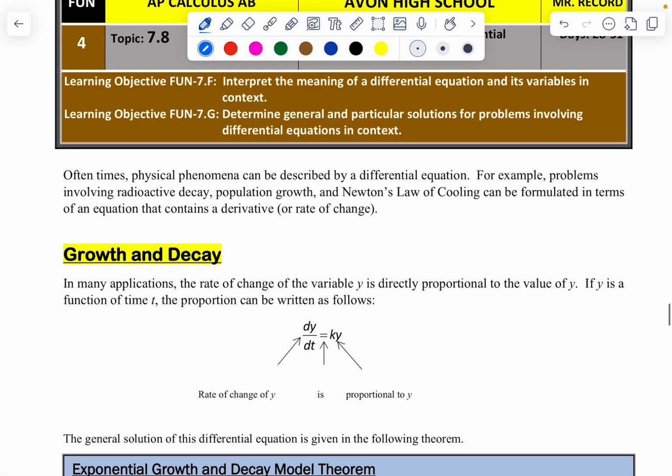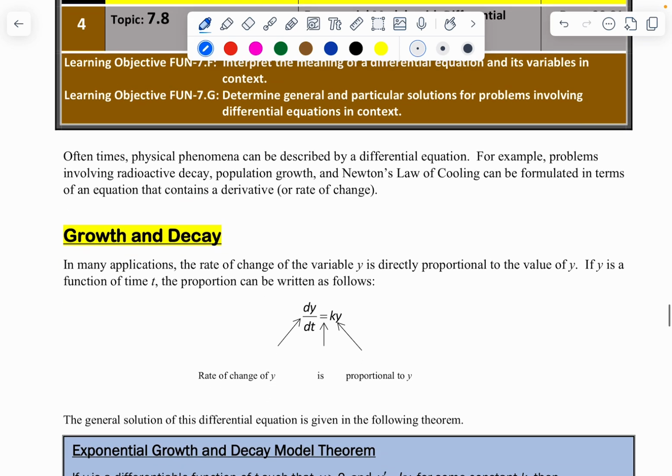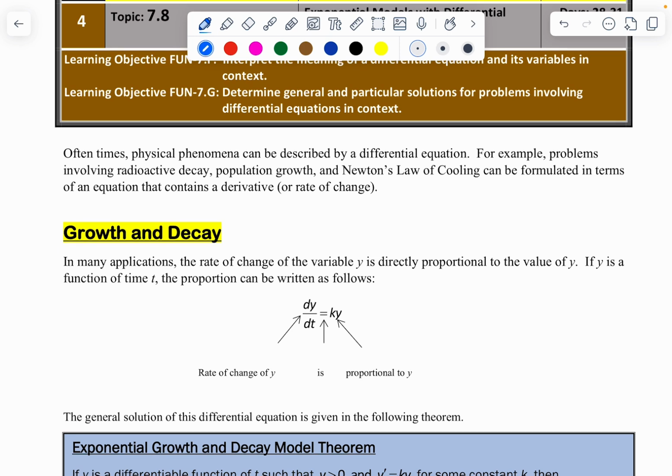All right, so section 7.8, exponential models with differential equations. Oftentimes physical phenomena can be described by a differential equation. For example, problems involving radioactive decay, population growth, and Newton's law of cooling can be formulated in terms of an equation that contains a derivative, or as we know, a derivative, slope, or rate of change.